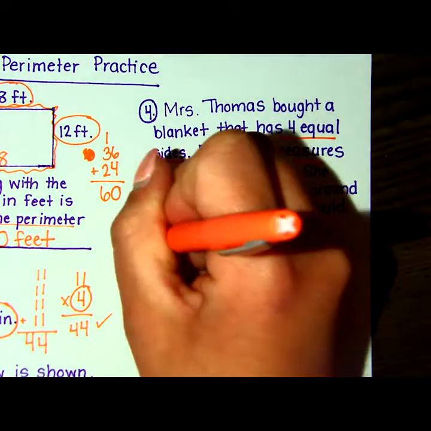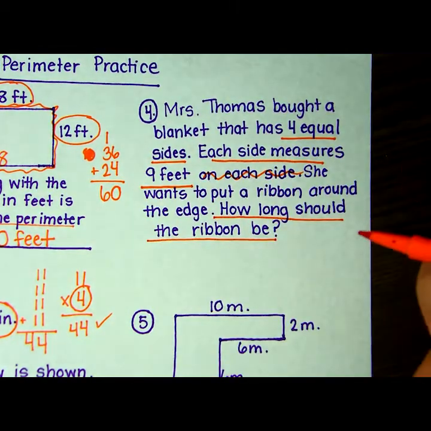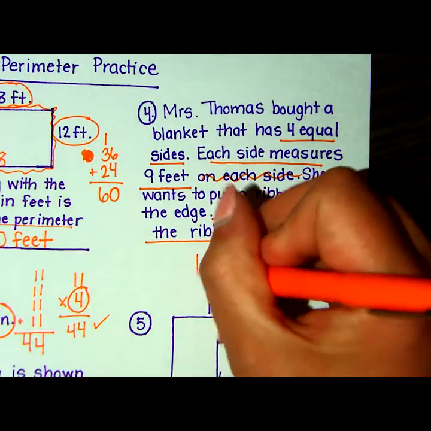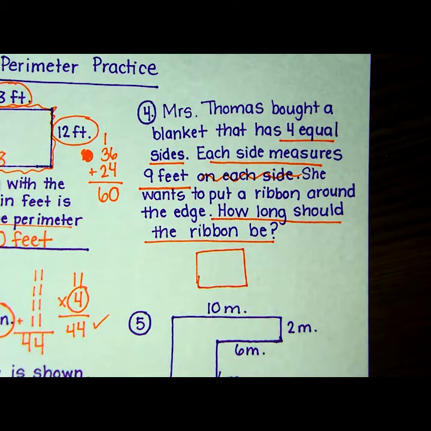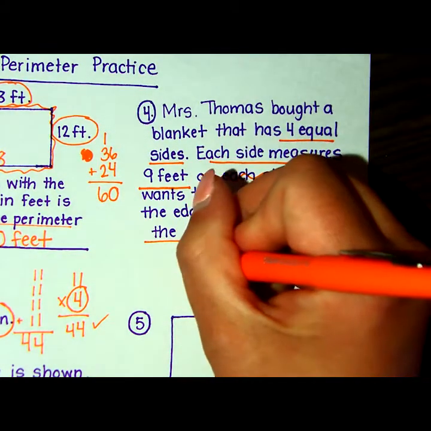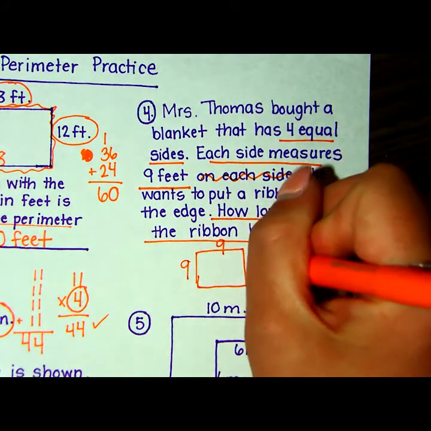How long should the ribbon be? Okay. A blanket with 4 sides. All right, here's my blanket, 4 sides. Beautiful. Each side measures 9 feet. 9, 9, 9, and 9.